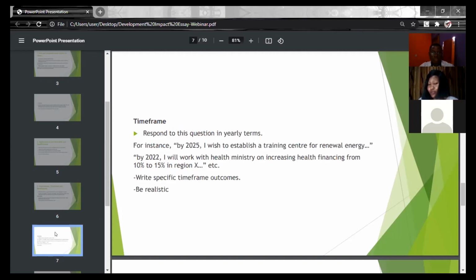Maybe by 2025, I'd like to see this outcome implemented, and put some data, like I'd love to see that the literacy levels have increased from 20% to 25% by 2022. And be realistic. Do not give short time frames for outcomes that normally take a longer time. Maybe establishing a training center, based on your area, there are certain areas where you cannot establish a training center in less than a year. So be realistic. Do not give shorter time frames for expectations that you expect to see in more than 5 years, maybe. Okay.